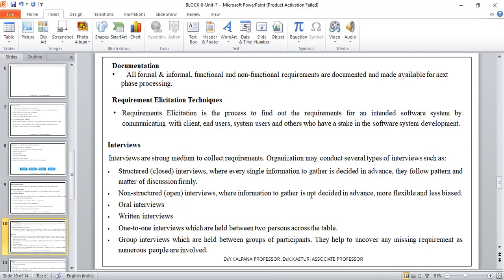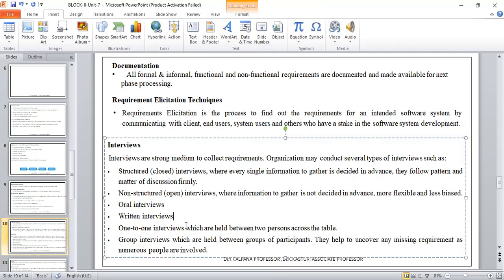When the information to gather is not decided in advance, it is more flexible and less biased because it is a general talk. They are not decided about any topic and they are not going to set any goal at that time. Therefore, they are free to talk. Oral interviews, written interviews, one-to-one interviews are held between two persons across the table. Group interviews are also there, which are held between groups of participants.